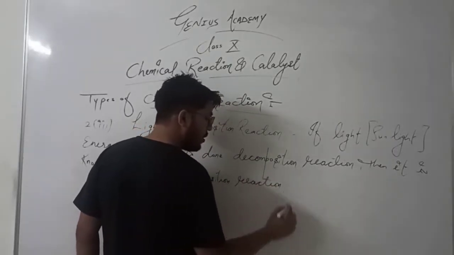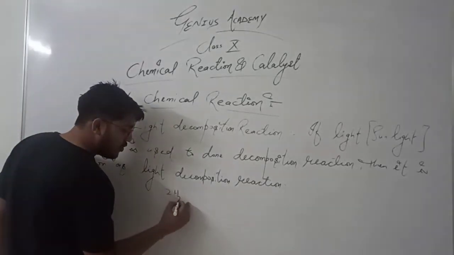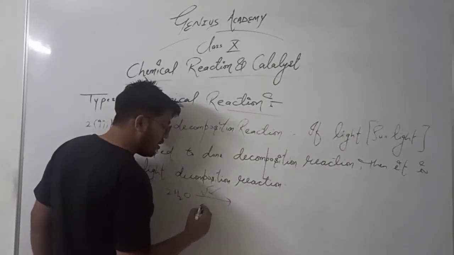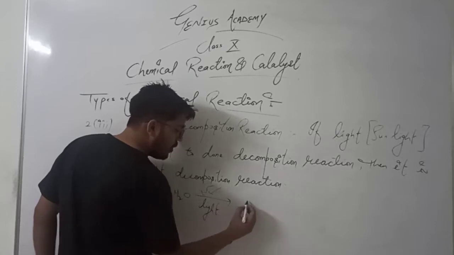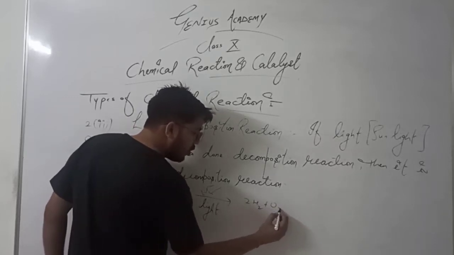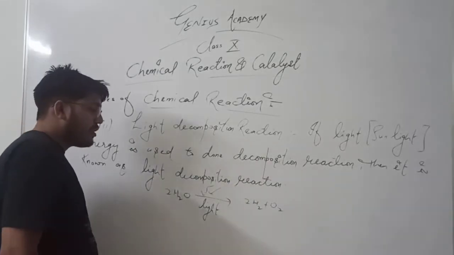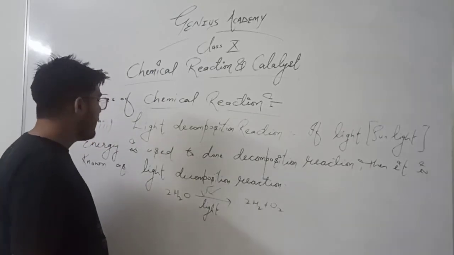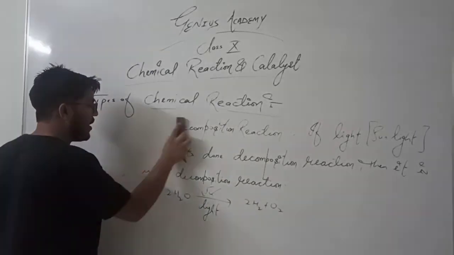We take an example of it, 2H2O. When sunlight is incident on water, then it converts into 2H2 plus O2. Sunlight breaks H2O into 2H2 plus O2. So we discussed all three types of decomposition reaction.